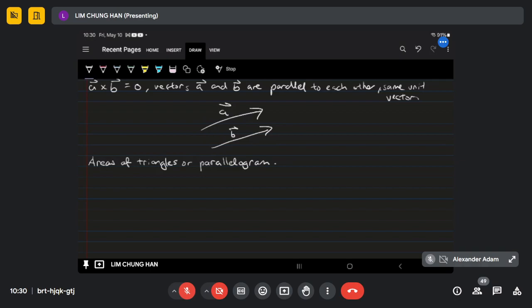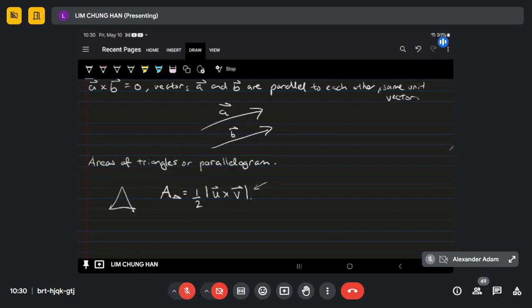Area of triangle is simpler. Let's say I have a triangle which is formed by two vectors. The area of the triangle is simply half the magnitude of U cross V, the two vectors. So you cross product the two vectors together, and then you find the magnitude, and then you divide it by 2.